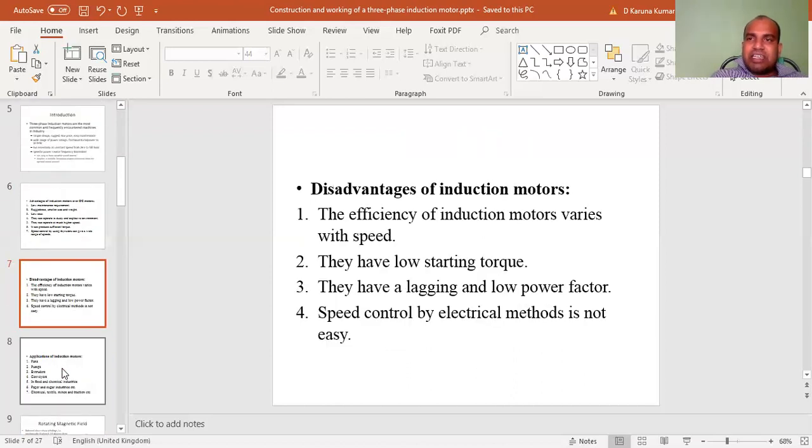What are the disadvantages of AC motors? The efficiency of induction motors varies with the speed, and they have low starting torque and a lagging, low power factor. The speed control of these AC motors is not easy; it is very difficult.